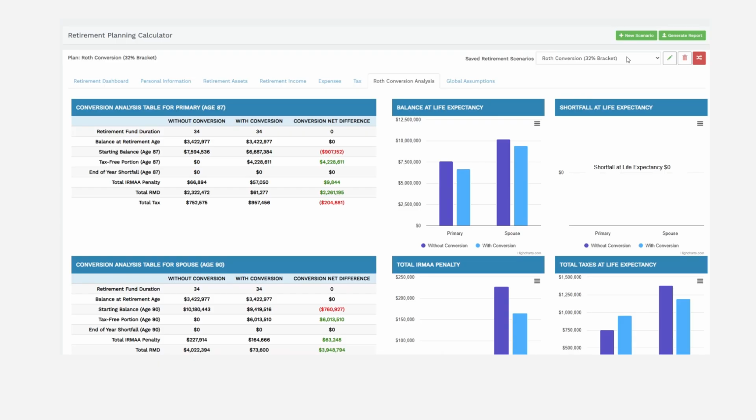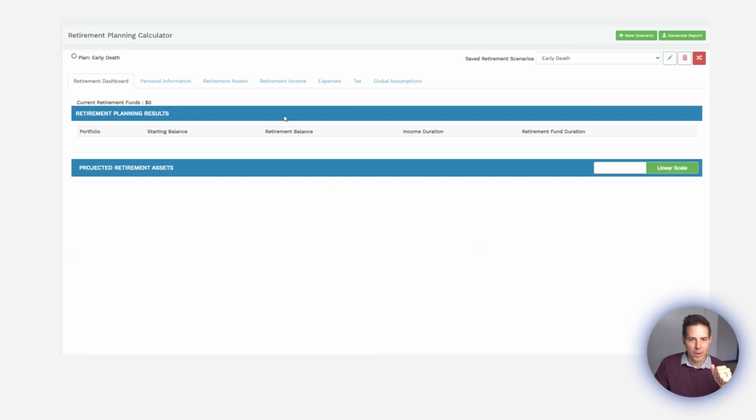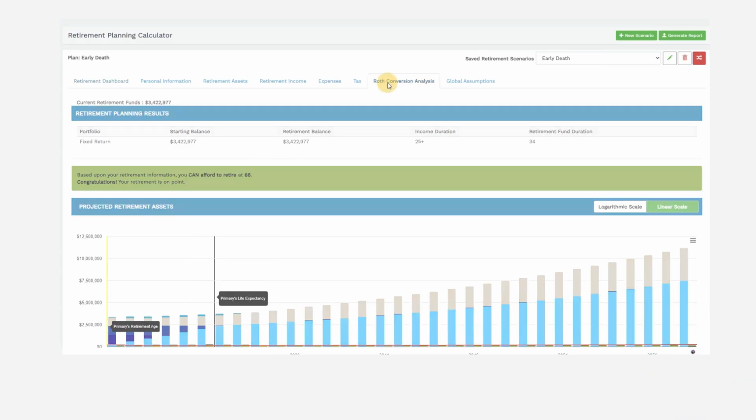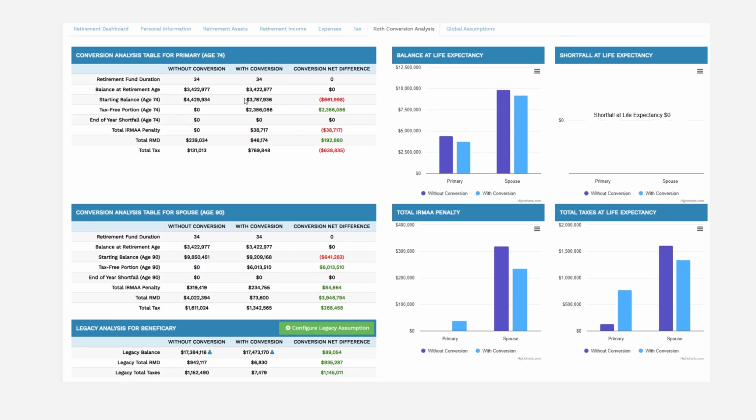Let's fine tune this. Let's say the client here was worried that he was going to pass away shortly. He said he's 68 now. He said he might pass away at 74. So what does it look like if he were to pass away at 74? He's passing away earlier here. What does that do to this Roth conversion analysis? So same Roth conversion assumptions. We're still moving over 400,000 a year. It's the exact same as what we did.